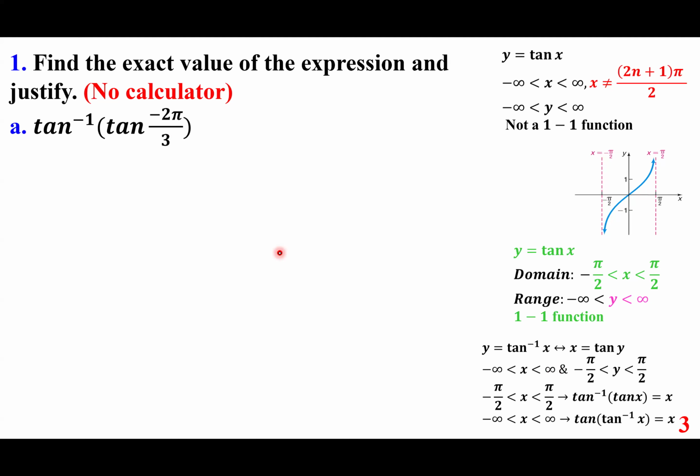That puts you in the third quadrant. In the third quadrant, tangent is positive. This is the same as tan of pi over 3. So pi over 3 is the reference arc. Negative 2 pi over 3 puts us in the third quadrant. So we want tan inverse of tan of pi over 3, which we know to be square root of 3. And of course, the answer is pi over 3.